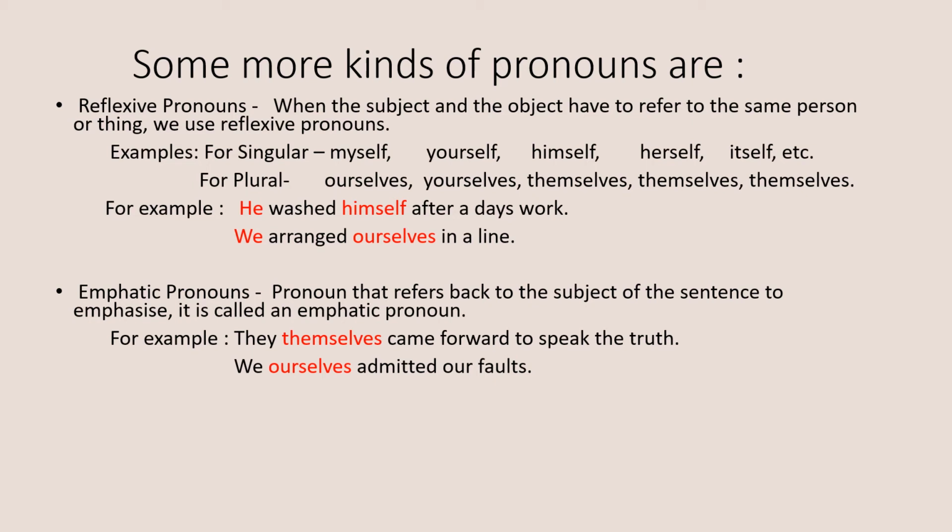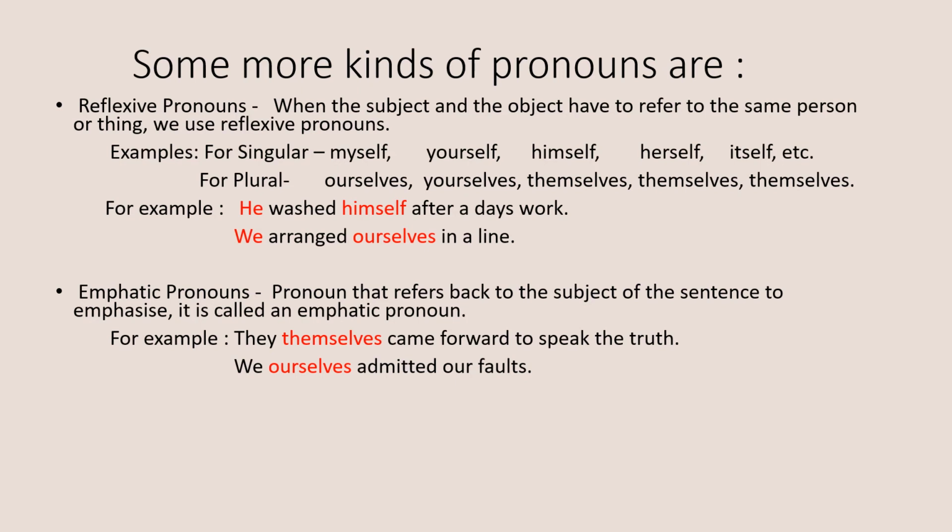For example, here it is given: They themselves came forward to speak the truth. They is the pronoun, and the emphatic pronoun that comes is themselves. After that, the verb comes: came forward to speak the truth. In the same way, another example: We ourselves admitted our faults. With we, you have to use the emphatic pronoun ourselves. The self and selves pronouns are called both emphatic pronouns and reflexive pronouns.